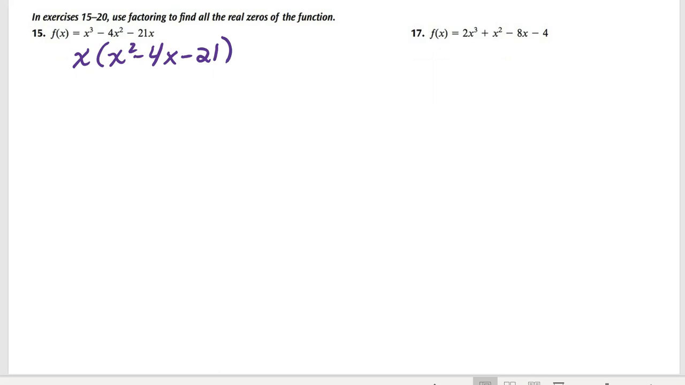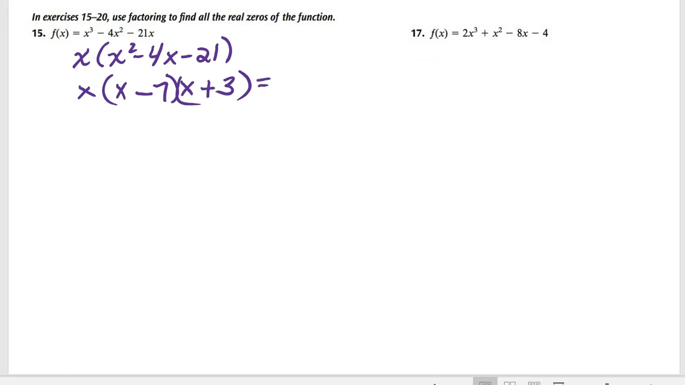Next, I count the number of terms in the parentheses. There's 1, 2, 3. 3 terms means I'm going to use a trinomial factoring method. Maybe you use AC method, maybe you use reverse FOIL, whatever method you like. So I know that I'm going to have two binomials, and I'm going to use 7 and 3, because 7 times 3 will be 21, and I'm going to use minus 7 and a plus 3, because minus 7 plus 3 will give me minus 4.